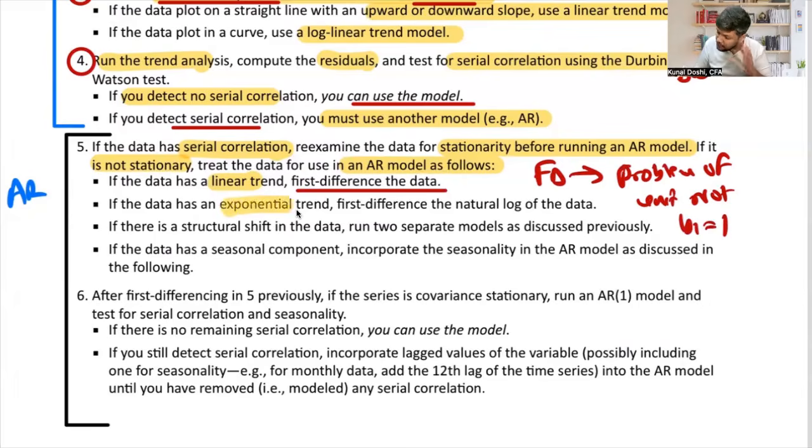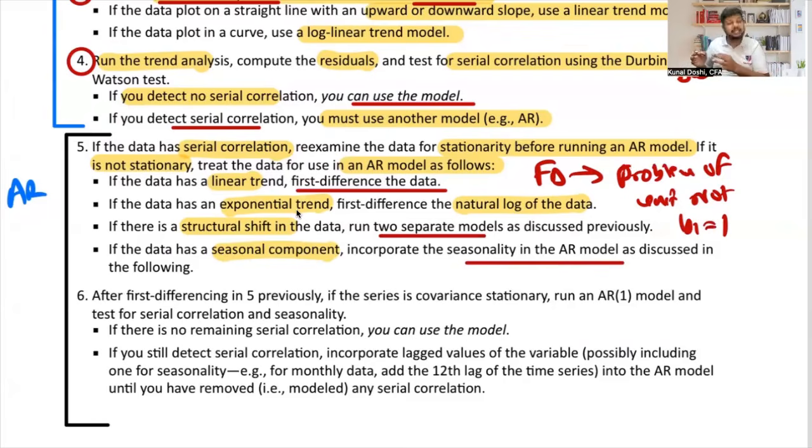If the data has exponential trend, use the natural log. If there is a structural shift in the data, run two separate models. We already discussed it. If there's a seasonal component, then add a seasonal lag, isn't it? This you will do when there is no problem with the data.